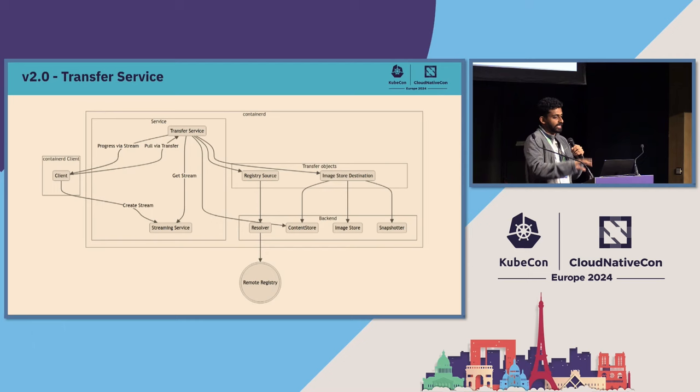Now let's look at the general architecture of the transfer service. So you have the client, and the transfer service is basically where we have the daemon. Another feature in the transfer service that we implemented was support for streaming. With streaming, the client can get the progress from the daemon via a stream, and the daemon can also request credentials from the client via a stream. In the same way, for remote registry operations, if it's a registry source, you can resolve it and then you get the remote registry. This helps with different configurations and support for multiple registries. And if the destination is an image store, it can resolve into the content store or image store, or basically the snapshotter.